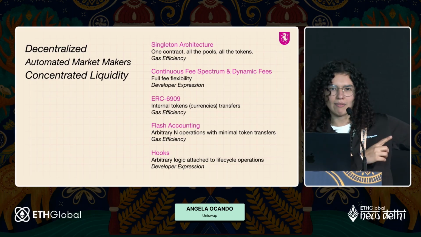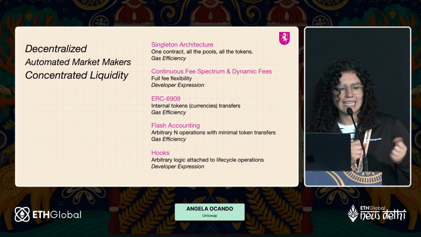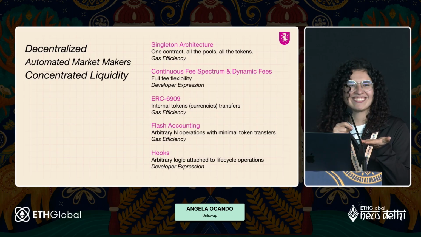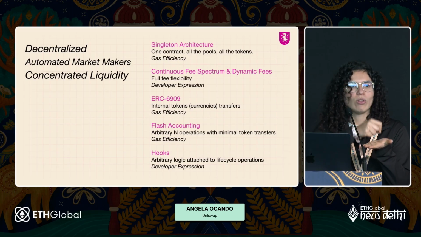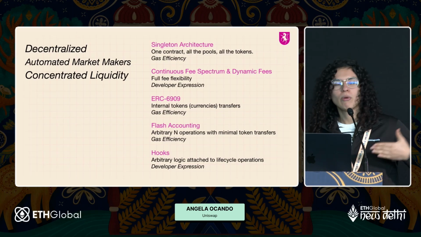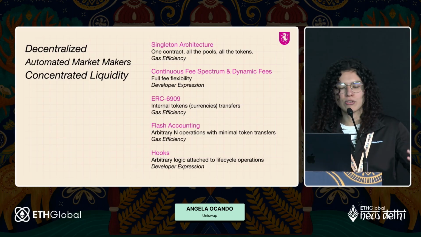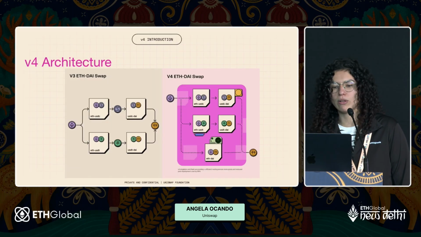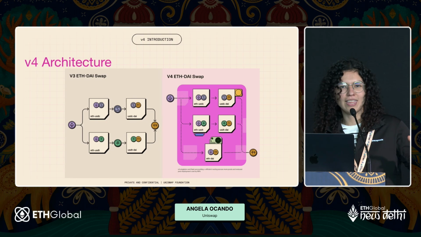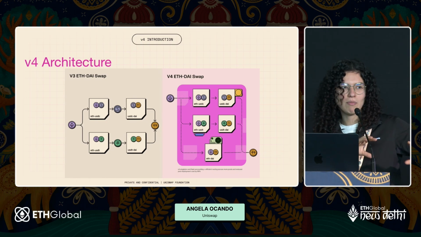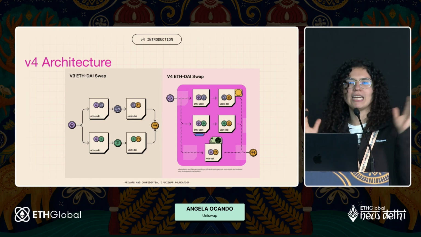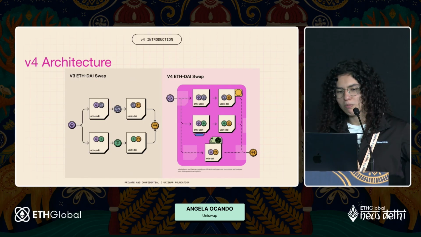And as I mentioned at the beginning of the talk, now you can customize your logic in the swap cycle, before and after the swap. We call that hooks, as mentioned: arbitrary logic attached to the life cycle operations. So now everything is focused on gas efficiency, but also developer expression, meaning you define the rules completely.